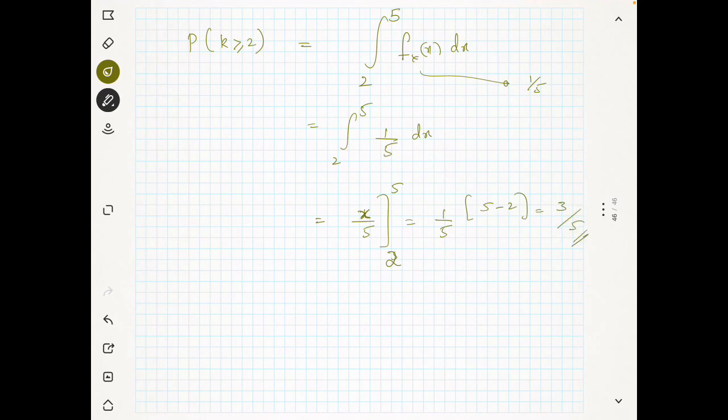So the probability that the roots of the equation may become real is 3 by 5.